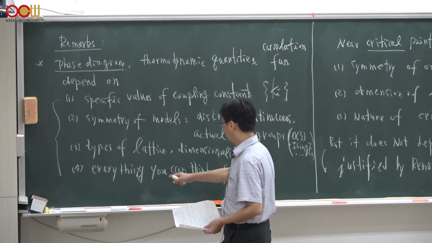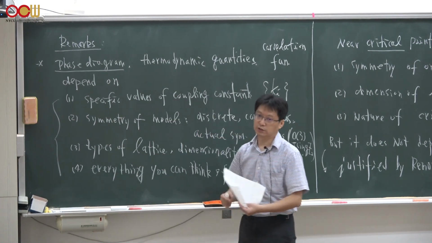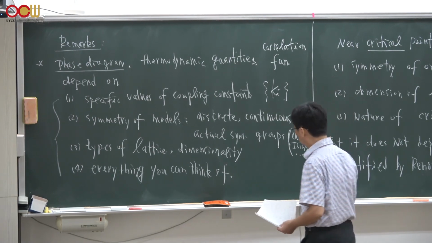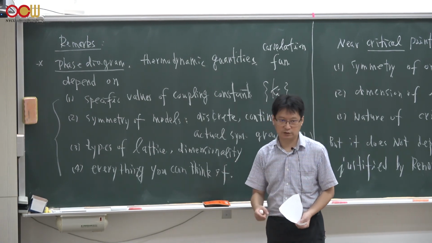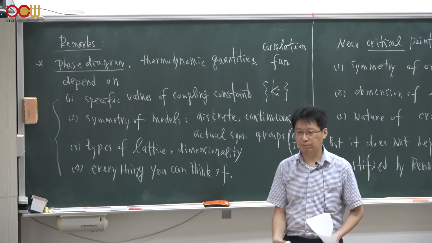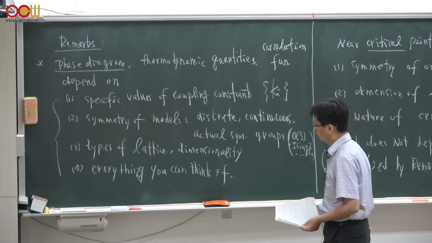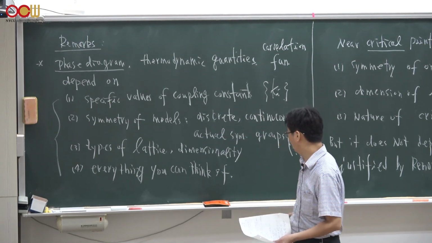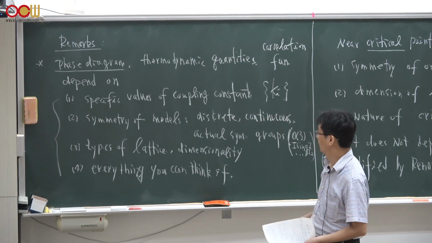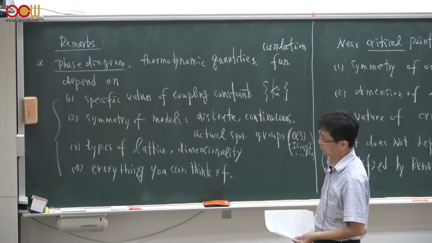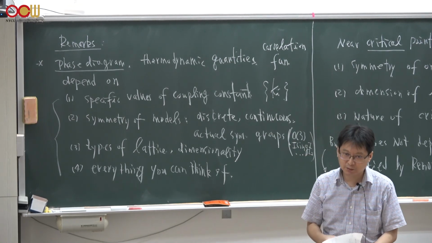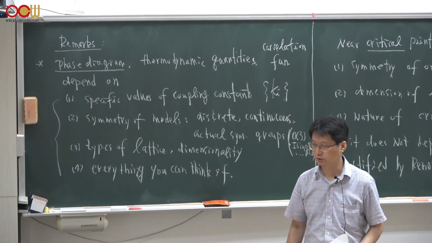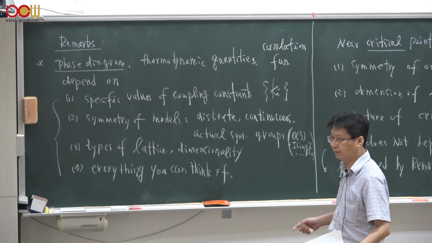And number three is the type of the lattice. Is it a square lattice, a triangular lattice, a kagome lattice, and so on? And the dimensionality, whether this is a one-dimensional chain, a two-dimensional plane, or a three-dimensional crystal structure, and so on. And finally, everything else that you can think of. Namely, the phase diagram and all these thermodynamic properties depend on many factors: the microscopic Hamiltonian, coupling constants, symmetry, lattice, and everything.